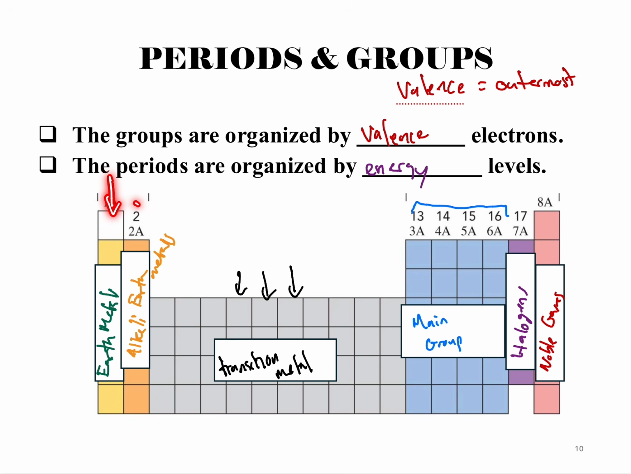So again, the groups are the columns. We have our main group elements, which are relevant for biology. Not that the other ones aren't, but this is probably the most relevant.